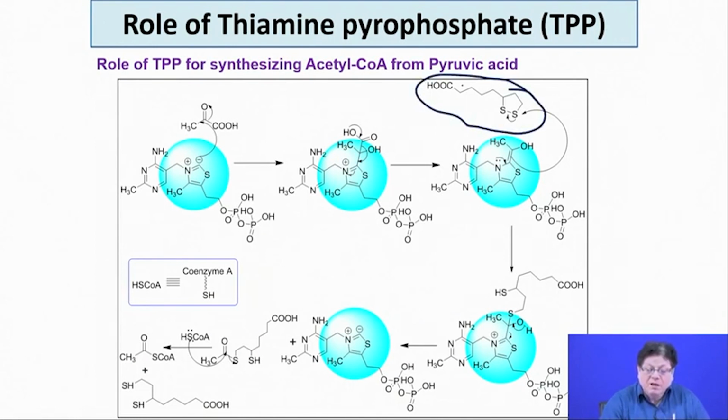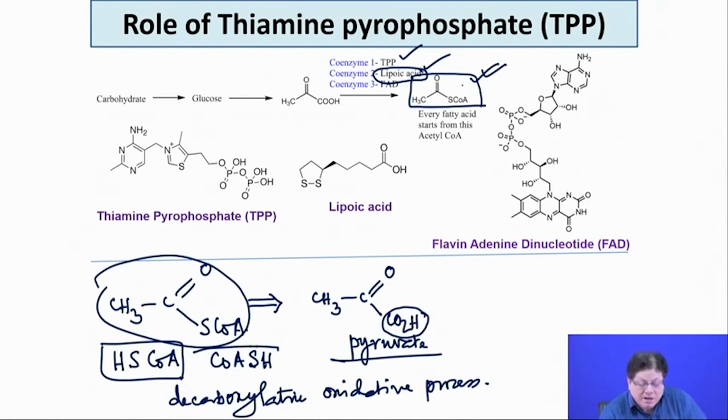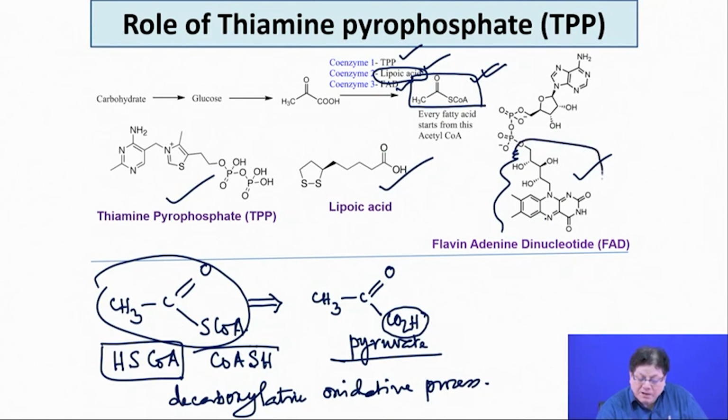It is a C8, 8 carbon fatty acid, but containing a disulfide bridge. It is a 5-membered disulfide bridge. That is what lipoic acid is. So, the second coenzyme that is required is lipoic acid, and the third coenzyme is called flavin adenine dinucleotide. All the structures are given here. This is lipoic acid and this is thiamine pyrophosphate, and this is flavin. Flavin moiety is this one, flavin is up to this point basically.